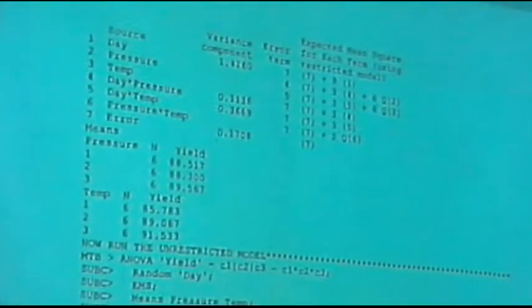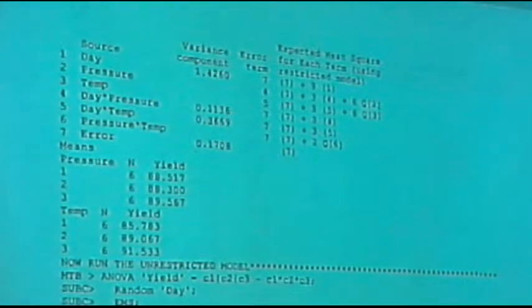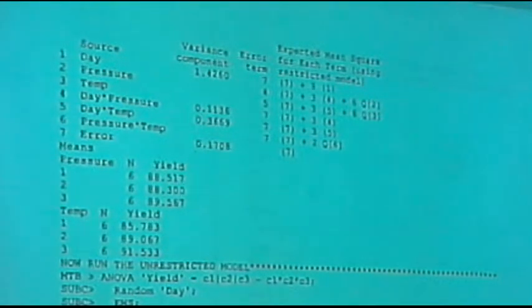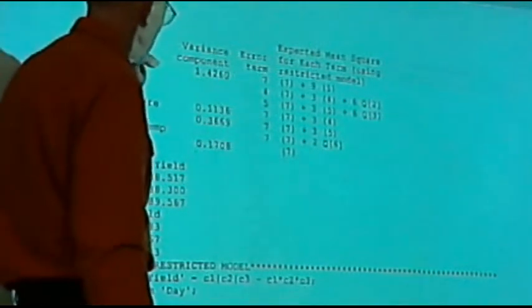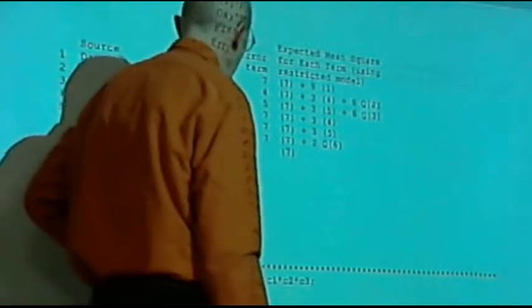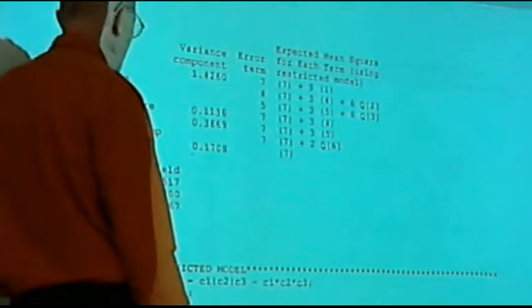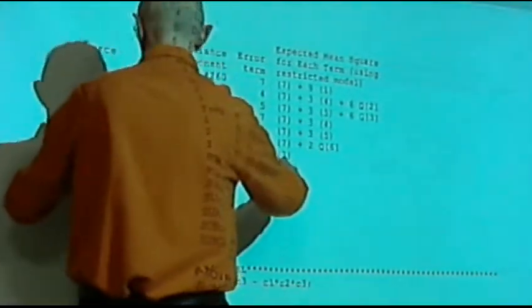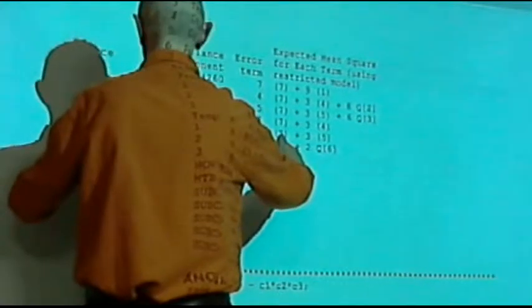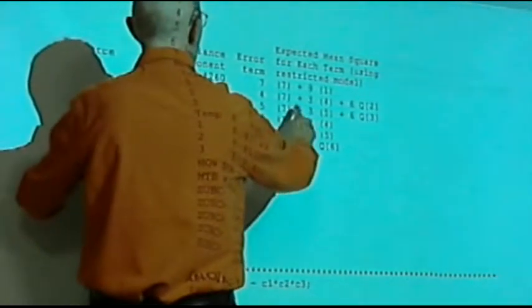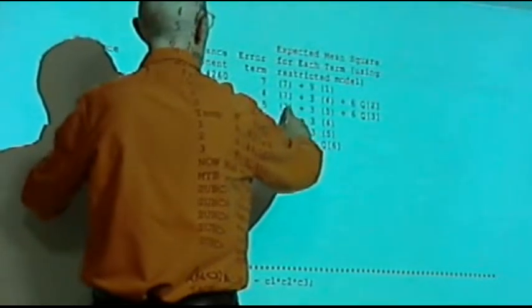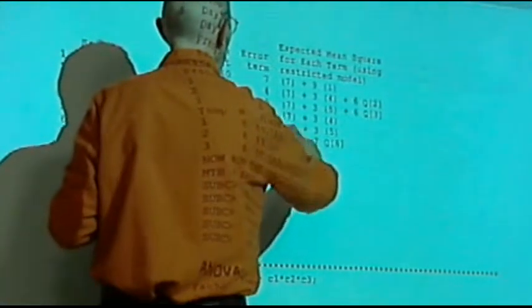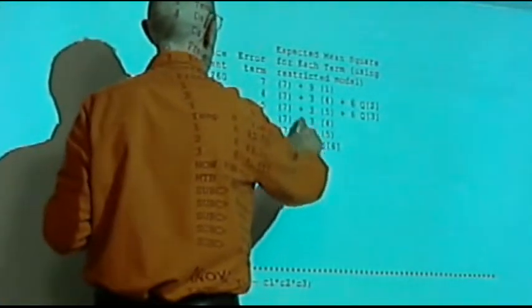Now, then we go on to the next page where we see Minitab has produced the expected mean square column. And we can read this in the same way we did the previous example. So if I want to know what's the right denominator for this interaction, I can say it's 7. For this interaction, it's 7. For this interaction, it's 7. For this main effect, I've got a denominator whose expectation is 7 plus 3 times 5, which is right there. So there's my denominator for that test.